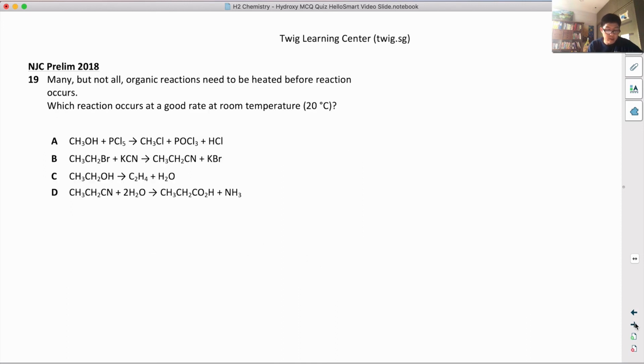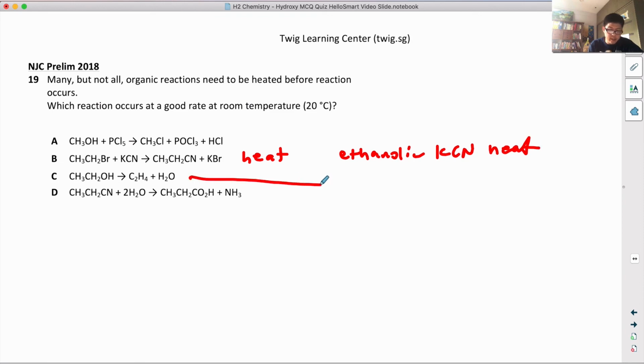Let's look at question 19. Many but not all organic reactions need to be heated before reaction. For the halogenoalkane, we definitely need to heat. Normally what we do is ethanolic KCN and heat. For alcohol becoming alkene, it is excess concentrated H2SO4 and heat.